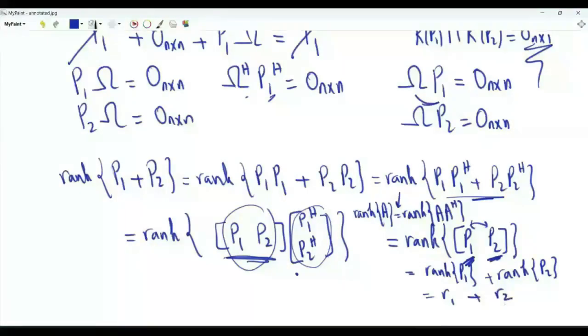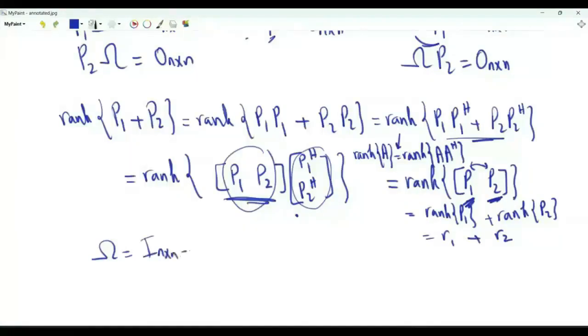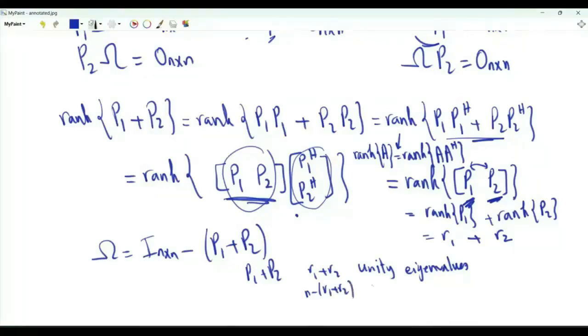R1 plus R2. Omega is equal to identity minus P1 plus P2. P1 plus P2 has R1 plus R2 unity eigenvalues and n minus (R1 plus R2) zero eigenvalues. This means that omega has R1 plus R2 zero eigenvalues and n minus (R1 plus R2) unity eigenvalues. The rank of omega is n minus (R1 plus R2).